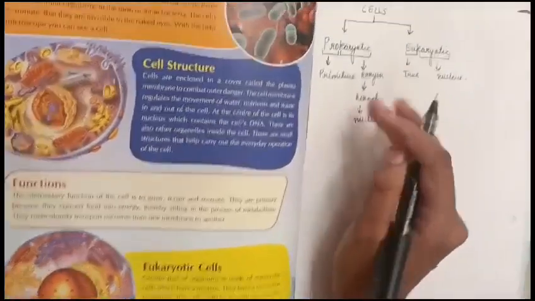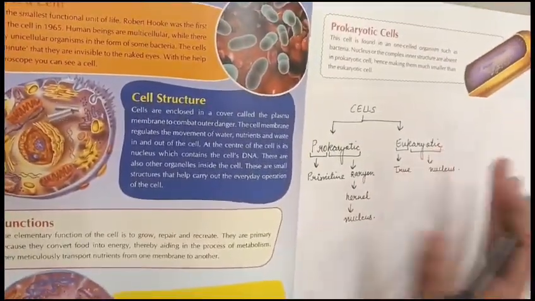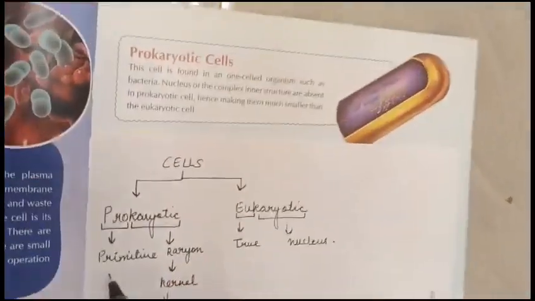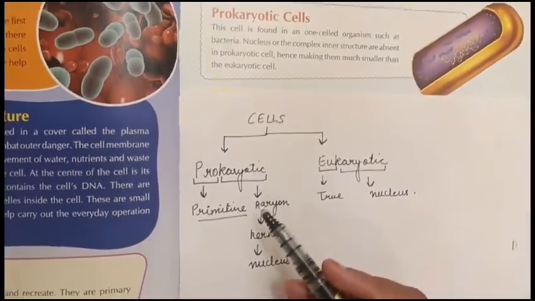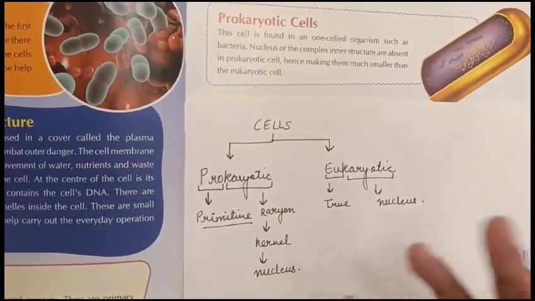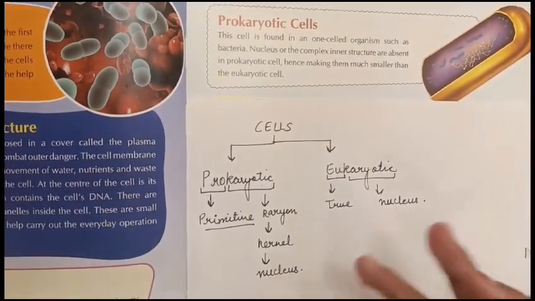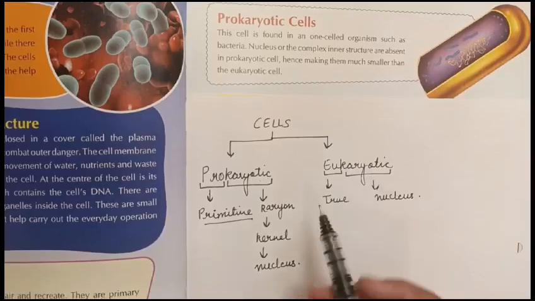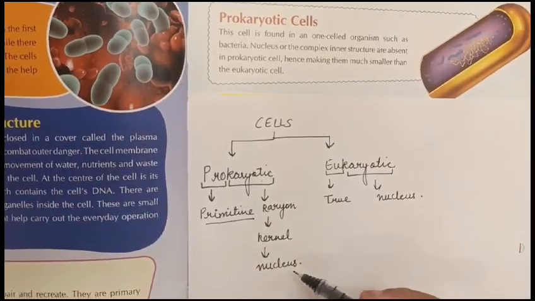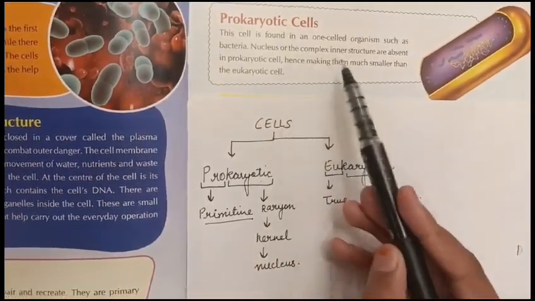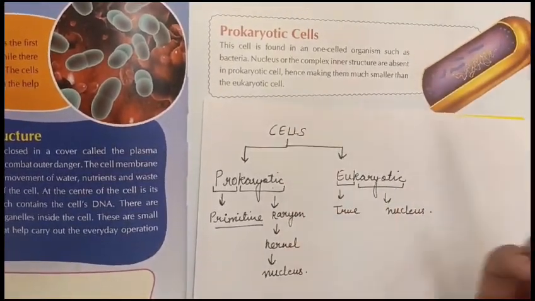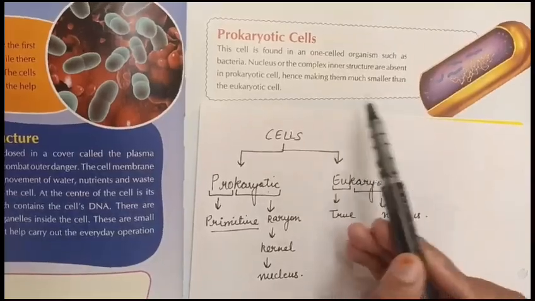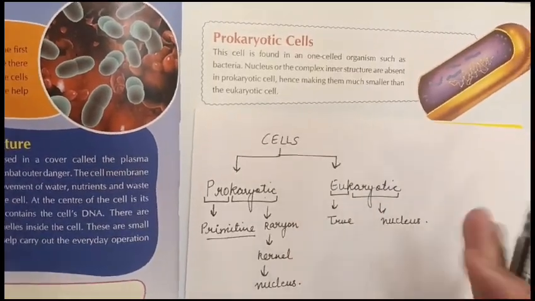Now, when we talk about a prokaryotic cell, as we know, pro means primitive. So these are the earlier types of cell which do not have a true nucleus, but they have a nuclear region. So they have a primitive type of nucleus. The membrane-bound organelles and complex inner structures are absent in prokaryotic cells. Therefore, they are smaller in size when compared to eukaryotic cells.